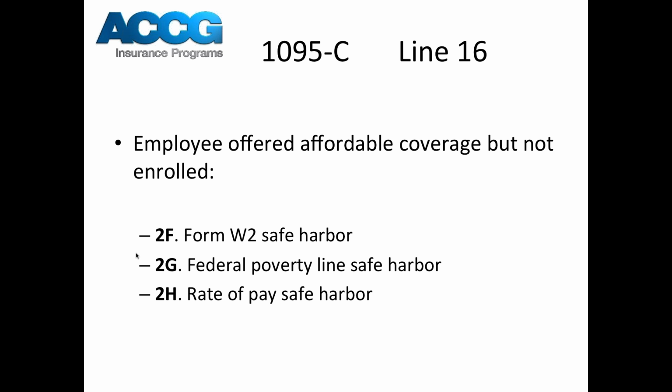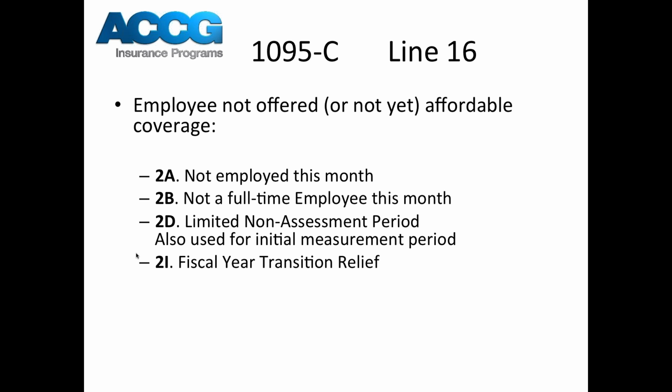2G is use the federal poverty line safe harbor, and that would mean you're at that $92.39 or below cost. If your plan is free for employees, 2G would be an easy choice. And 2H means use the rate of pay. You compared their monthly salary, and it was affordable.